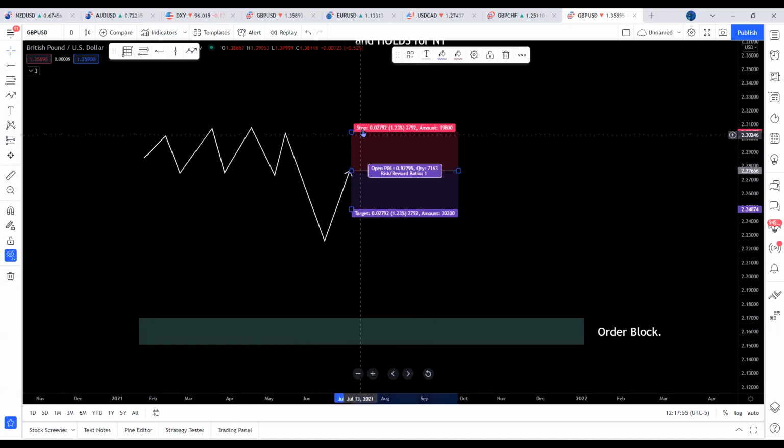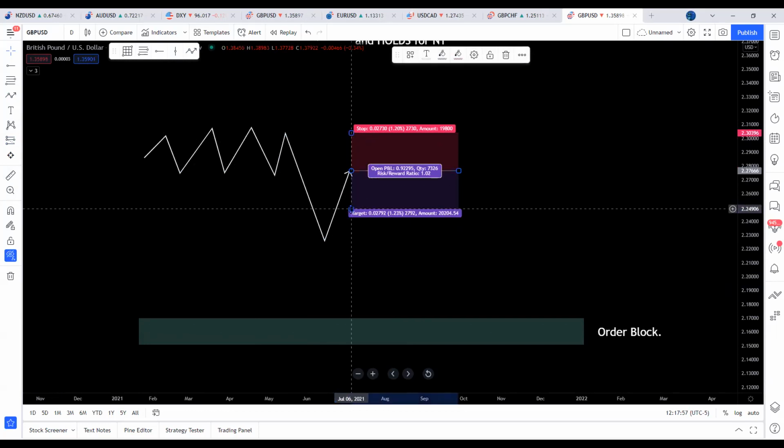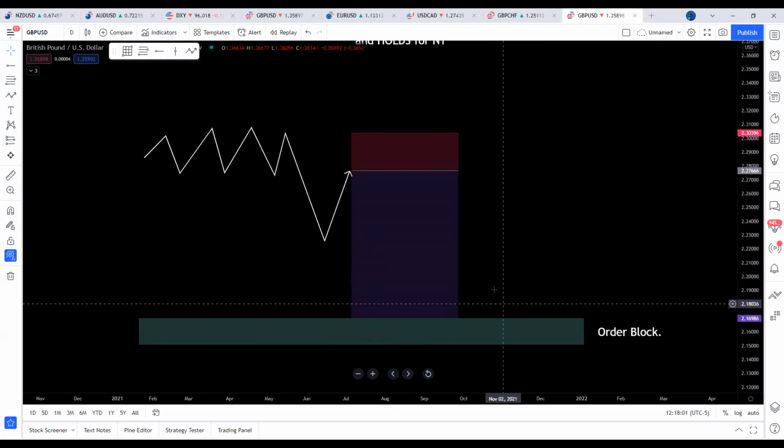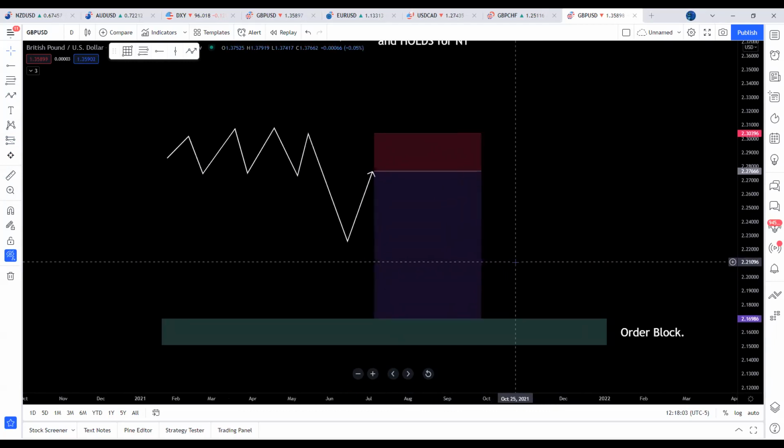So in that case, you definitely can, as long as your take profit is going to be near the order block. Does that make sense? Okay, sir. Does that make sense? Yes, sir. Okay, cool.